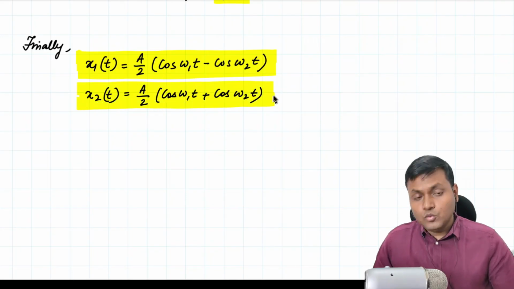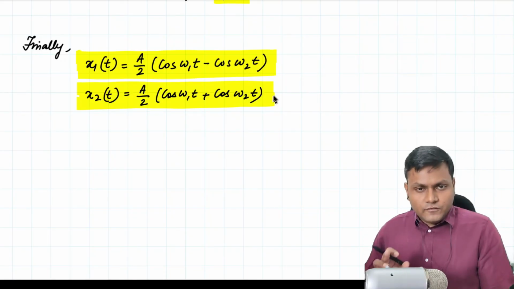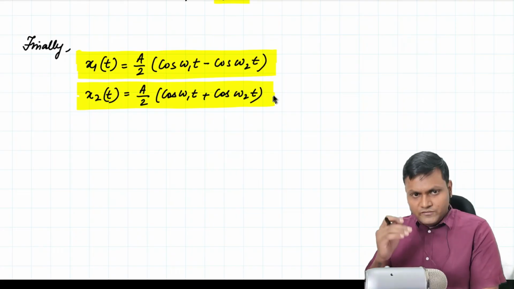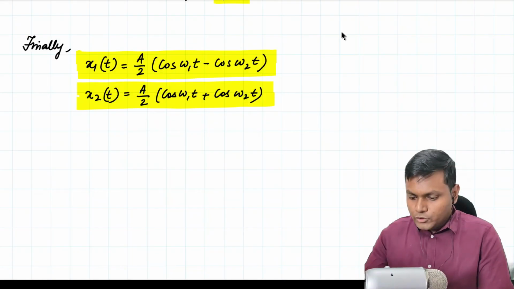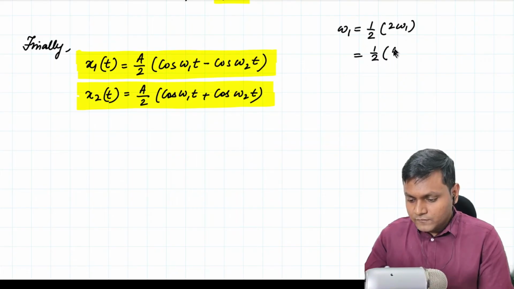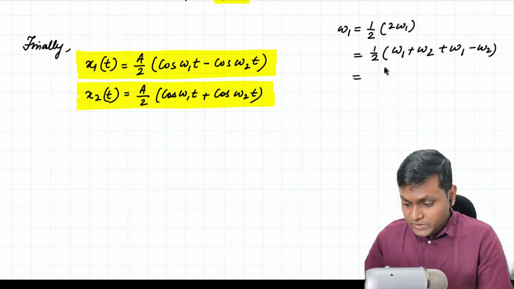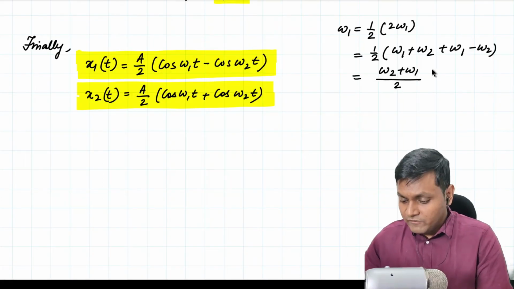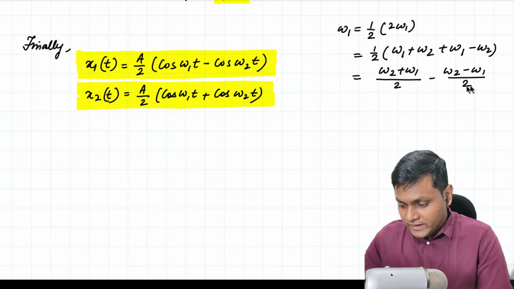Now, before I show you the nature of the motion under this kind of configuration, let me do some trigonometric substitutions to one of the expressions, just so that you can appreciate the results that we will finally obtain. So what I'm going to do is substitute omega 1 with, let's suppose, half of 2 omega 1, which is just equal to half of omega 1 plus omega 2 plus omega 1 minus omega 2. That can simply be written as omega 1 plus omega 2 divided by 2 minus omega 2 minus omega 1 divided by 2.